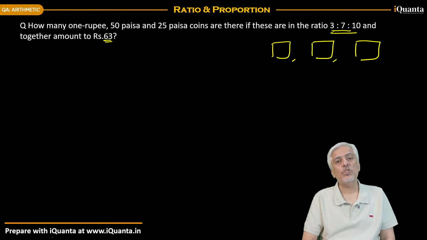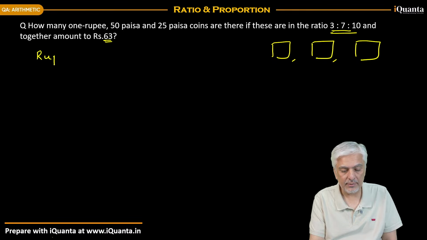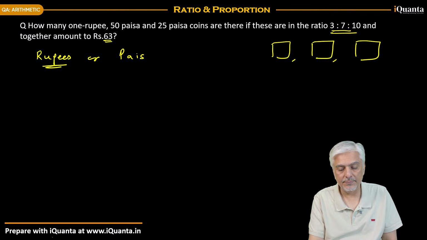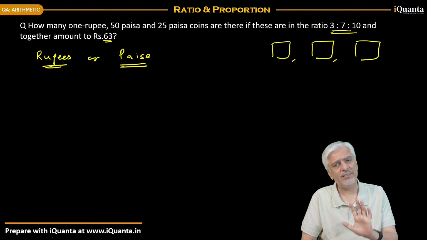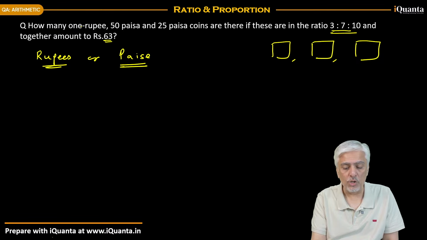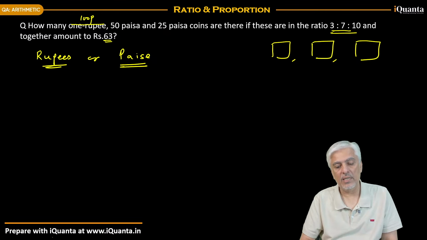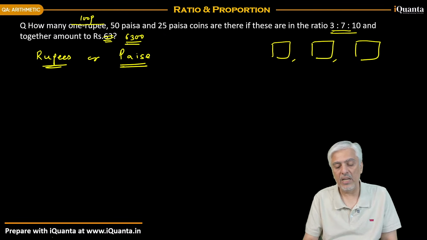Now here in such questions you have two choices. Either solve the whole question in rupees or solve the whole question in paise. If you're going to solve the whole question in paise, the numbers will only be slightly bigger. Nothing wrong. In fact, you will avoid fractions. 1 rupee will become 100 paise and 63 rupees will become 6300 paise. If you're solving in paise, I'll show in rupees also, don't worry.